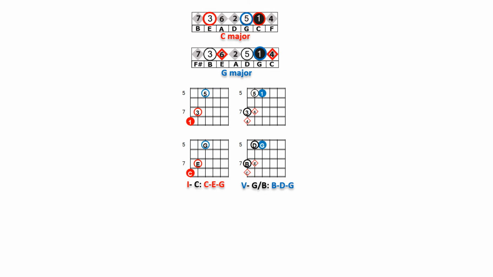To go from a C major triad in root position, C, E, G, to a G major triad in first inversion, B, D, G, we must retain G because it is a common tone in both chords. But we must move the other 2 non-chord tones, 4 and 6, by a step. The 4 goes down to 3 and the 6 goes down to 5.